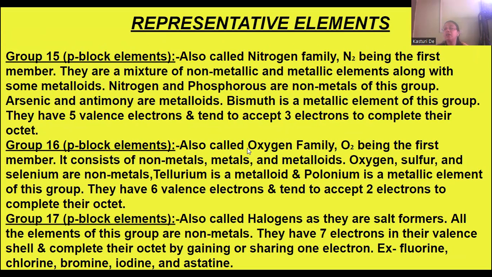Here, nitrogen and phosphorus are non-metals. Arsenic and antimony are metalloids, whereas bismuth is a metallic element. So nitrogen and phosphorus are non-metals. Arsenic and antimony are metalloids, whereas bismuth is a metallic element. They have 5 electrons in their valence shell, and they tend to accept 3 electrons to complete their octet.